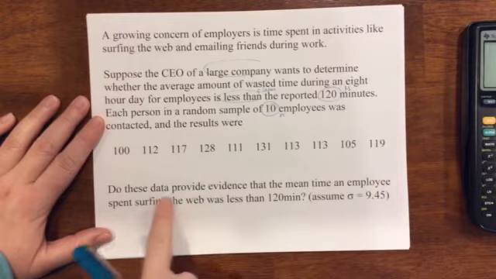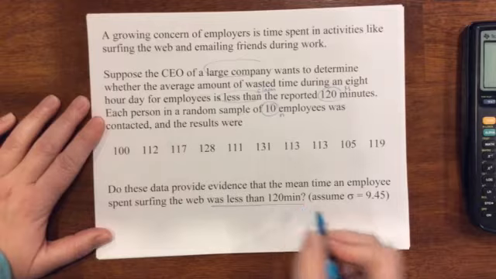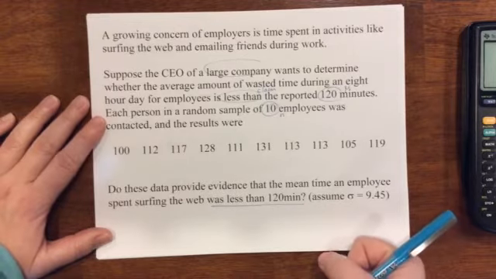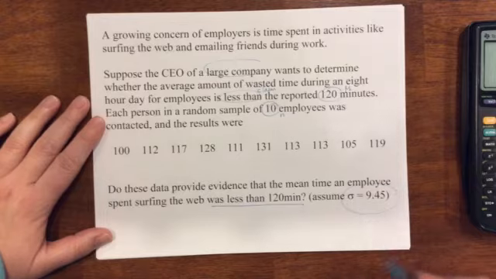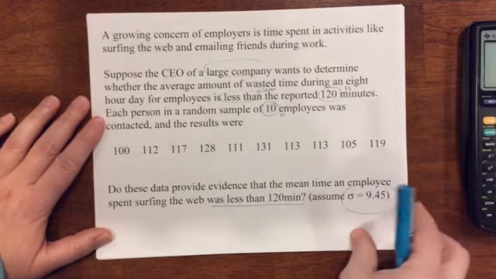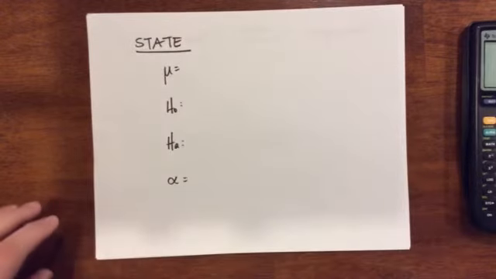And we're going to try to prove that his employees are on the computer less than 120 minutes for personal stuff. Okay? And we have to do this with the assumption of sigma is 9.45. All right, so let's get started with the state part of this.